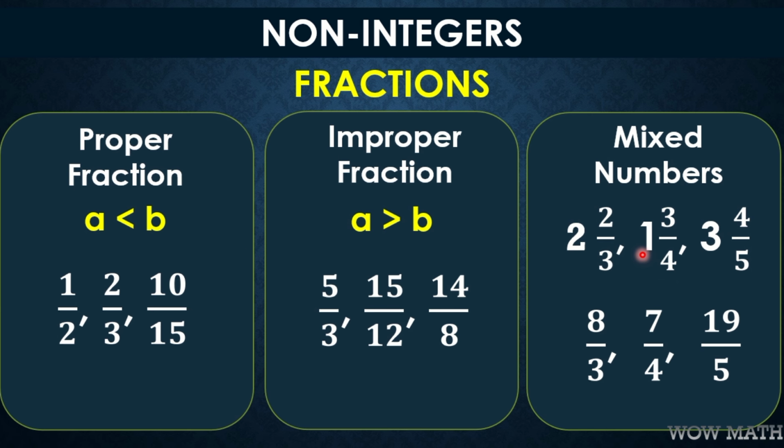4 times 1, 4, plus 3, that is 7, and then copy the denominator. So, that is 7 over 4, and then 5 times 3, that is 15, plus 4, that is 19, so 19 over 5. Alright, so we already have A over B.